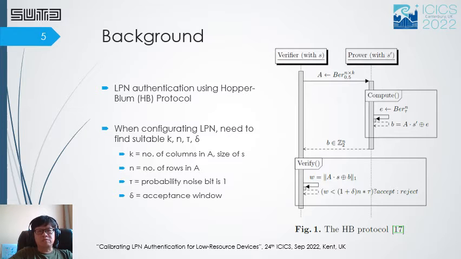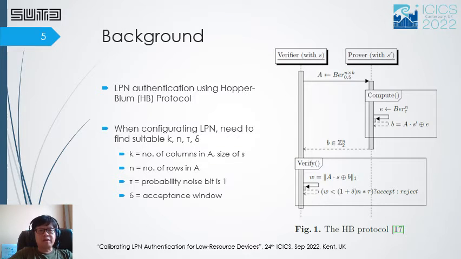Looking at the figure on the right, the HB protocol starts by the verifier sending a challenge A, a random n by k binary matrix, to the prover. The prover generates the error vector E using noise rate tau. The prover computes B equal to the dot product of A and secret vector S prime and XORs it with E. The prover then sends the response B back to the verifier.